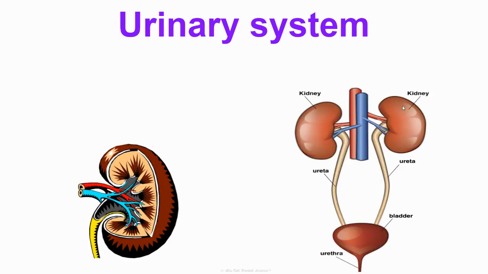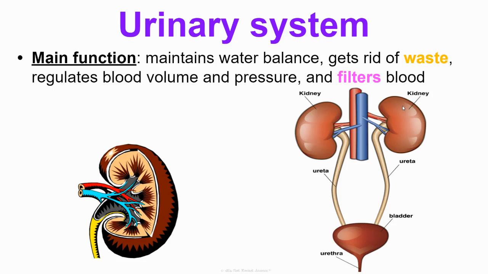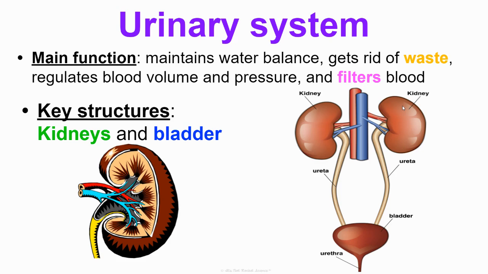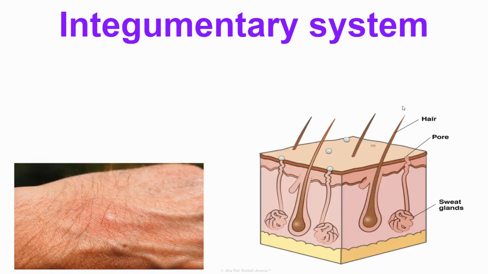Okay, also got your urinary system, which is your kidneys and your bladder. It has a huge job of maintaining water balance in the body, and helps get rid of any waste that builds up in the blood. It also regulates your blood volume and blood pressure, and it filters out your blood. So the kidneys and bladder are going to be your big structures in this system.